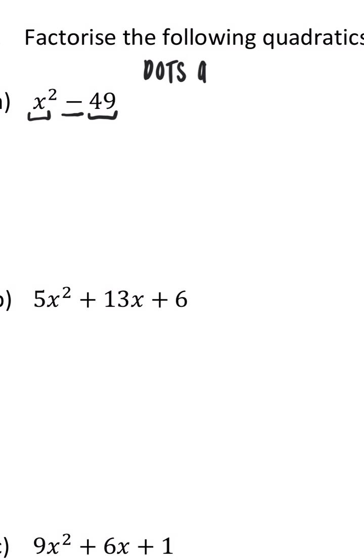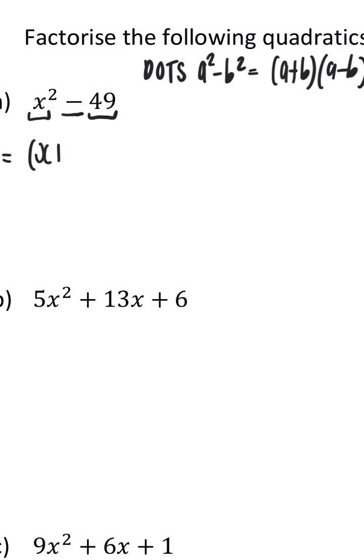So when it's the form square number, subtract another square number, we can factorise it into the form a plus b times a minus b. So we end up with the square root of x squared, which is x, plus the square root of 49, which is 7, times by x minus 7.